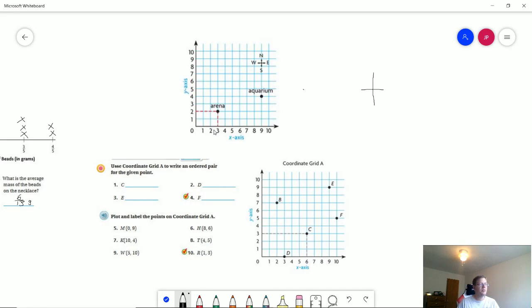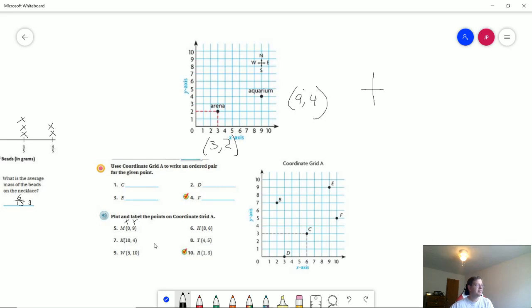So we're always going to list the x-axis first. And so if we look at the examples that we have down here at the bottom, the x-axis is always going to be on this side. The y-axis is always going to be on the right side. So for the arena, we could say that that has an x value of +3. The y value is going to be +2. So the ordered pair for that would be +3, +2. The aquarium would be +9, let's see, +4.